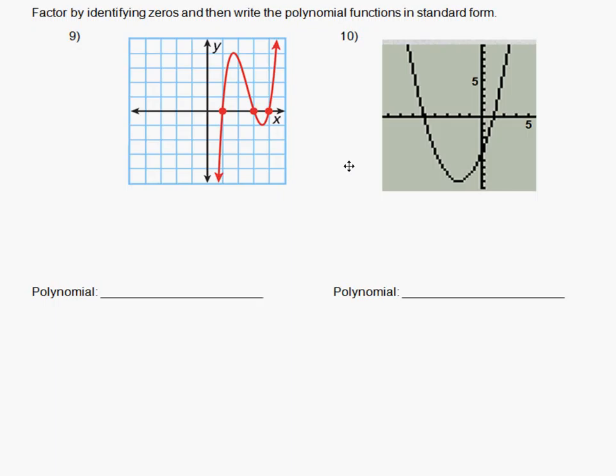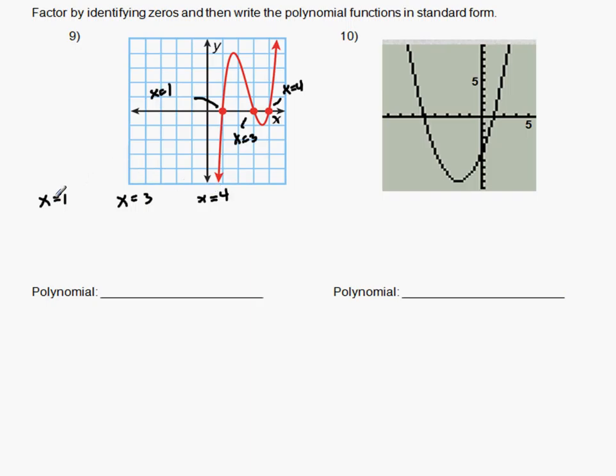For problems 9 and 10, we are going to factor by identifying the zeros and then writing the polynomial functions in standard form. So the first thing we're going to do is identify where these graphs cross the x-axis. So we've identified this as x equals 1. Here we have x equals 3. And here x equals 4. So we'll write those. We go x equals 1, x equals 3, x equals 4.